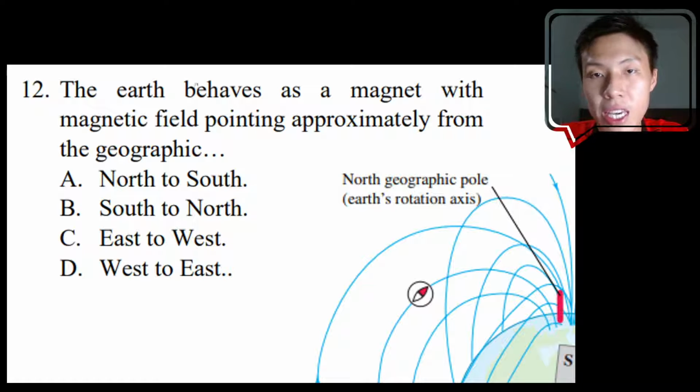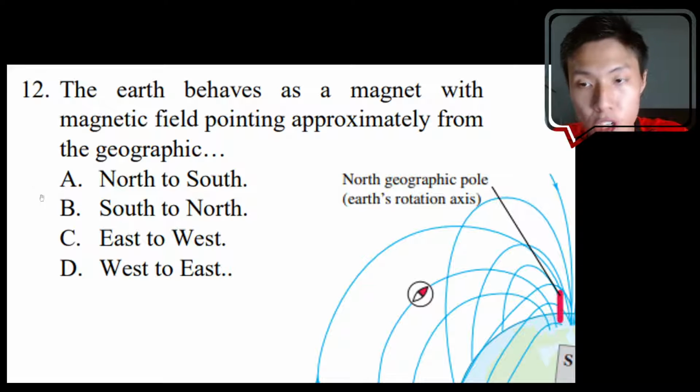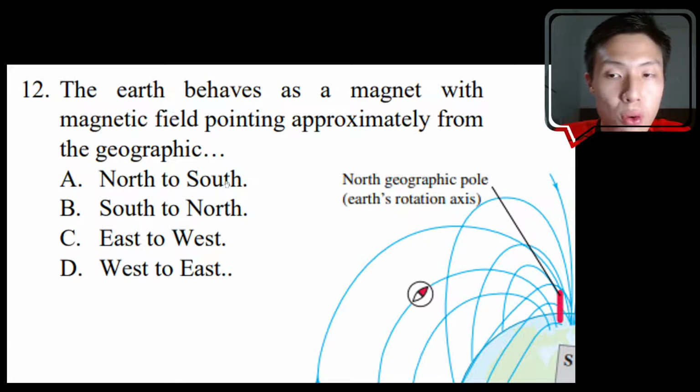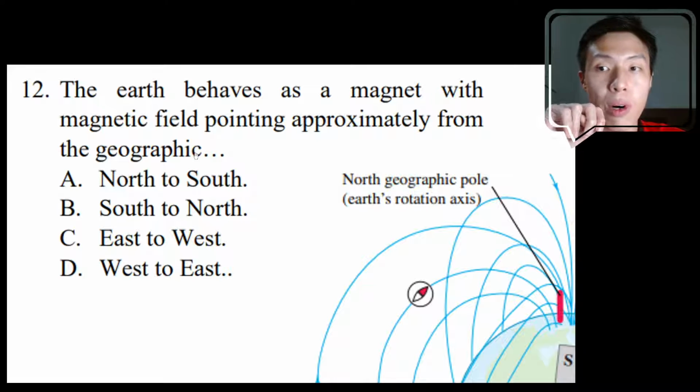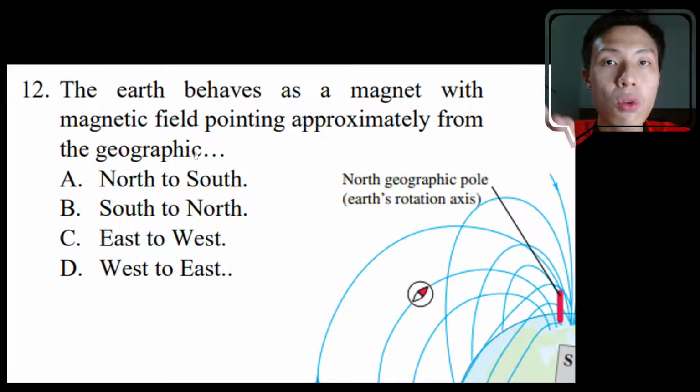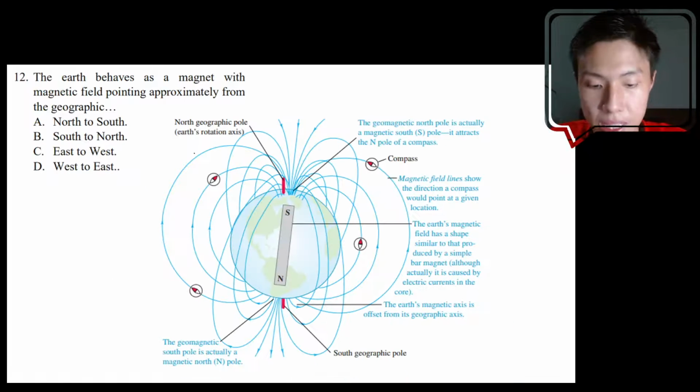The Earth behaves as a magnet with magnetic field pointing approximately from the geographic which pole to the geographic which pole. There are two kinds of pole that you need to be careful about. One is the geographic pole, one is the magnetic pole. These are two different kinds of poles. Let's look at this diagram to understand it better.